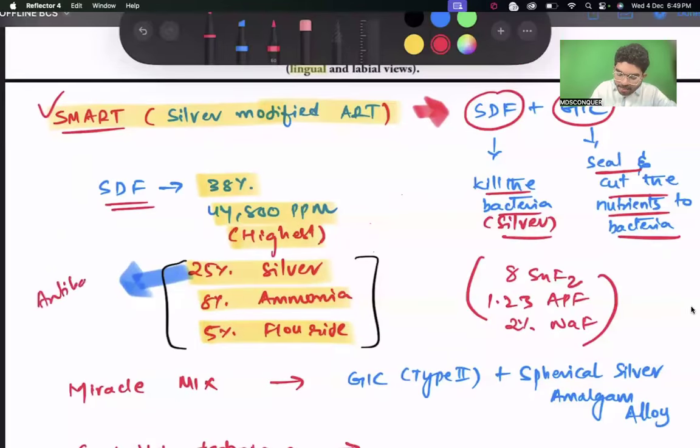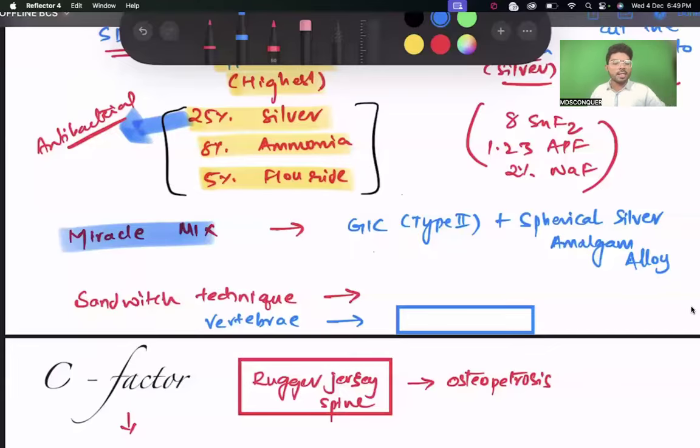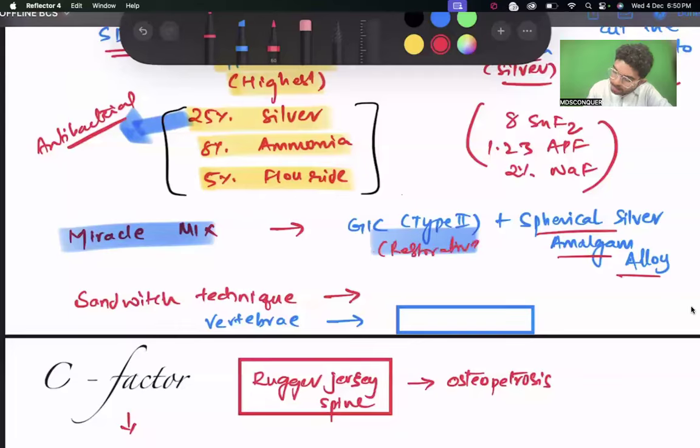Then, most of you are familiar with the miracle mix. What is this miracle mix? Miracle mix is basically mixing of GIC type 2 with a spherical silver amalgam alloy. Can anyone tell me what type 2 GIC is? Yes, very good. Type 2 GIC is restorative GIC.